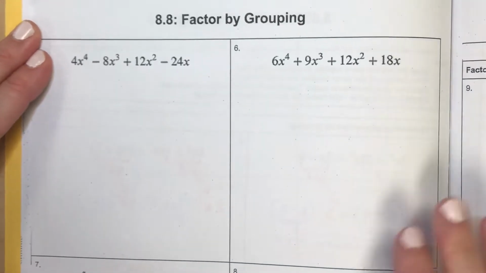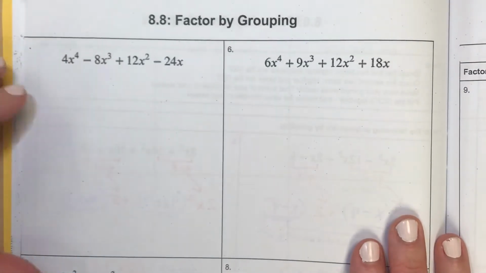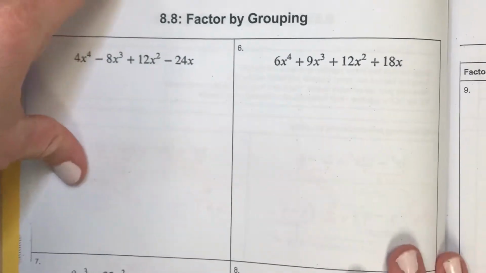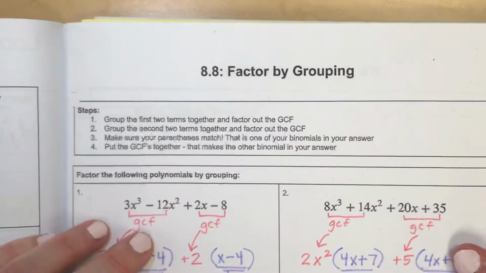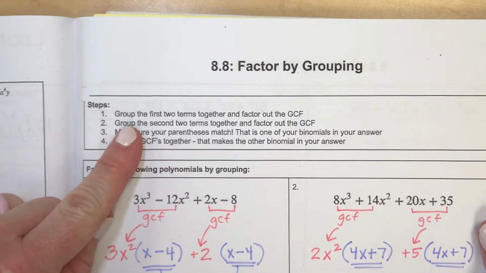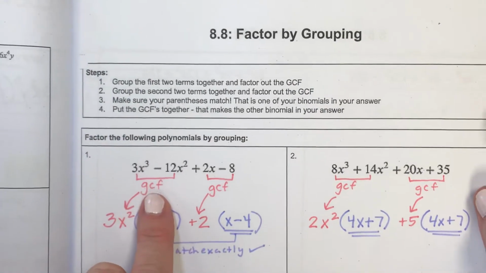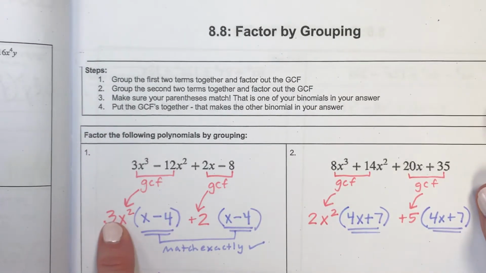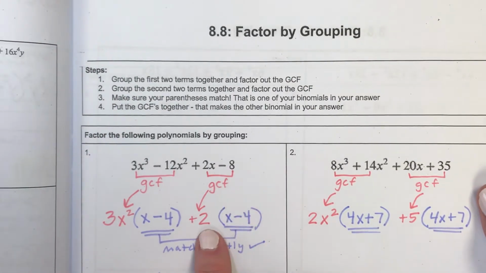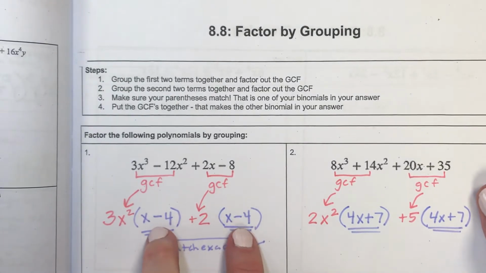In this video, I'm going to show you 4 more examples of how to factor by grouping. Now in the previous video, I showed you some steps for factoring by grouping, and what you want to do is look for, in the first 2 terms, a GCF, and you're going to pull that out. In the second 2 terms, pull out a GCF, and then what you want is to have factors that remain that are exactly identical.